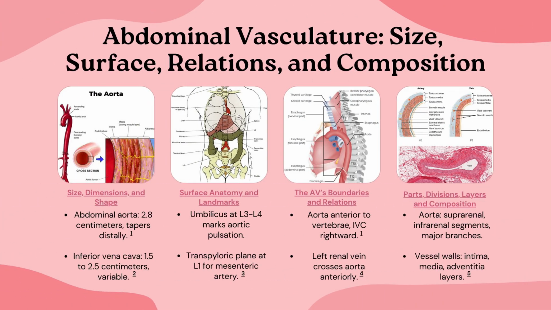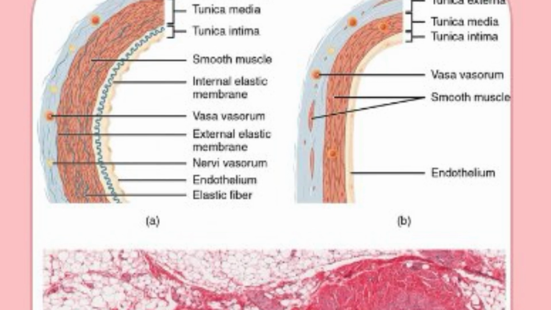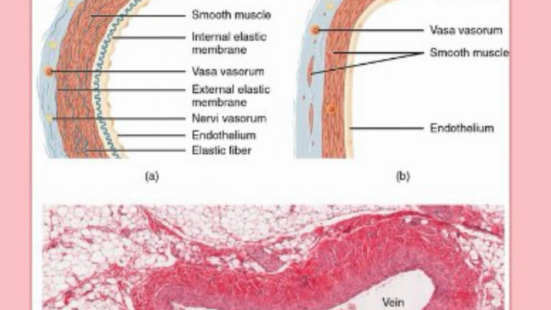The abdominal aorta divides into suprarenal and infrarenal segments. The suprarenal segment from T12 to L1 through L2 gives rise to the celiac trunk, superior mesenteric, and renal arteries. The infrarenal segment from renal arteries to L4 bifurcation provides lumbar and inferior mesenteric branches.